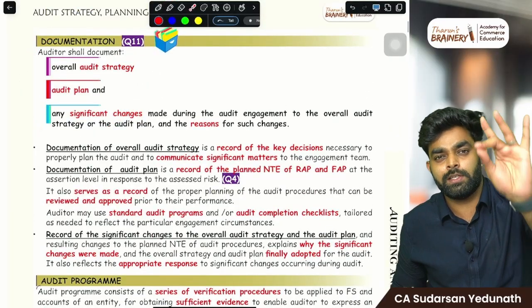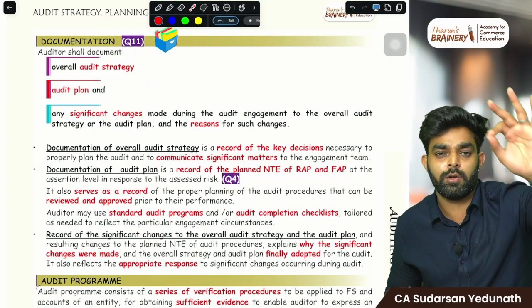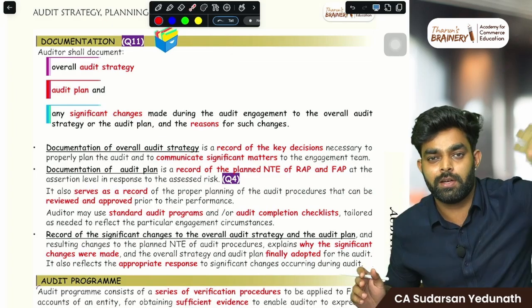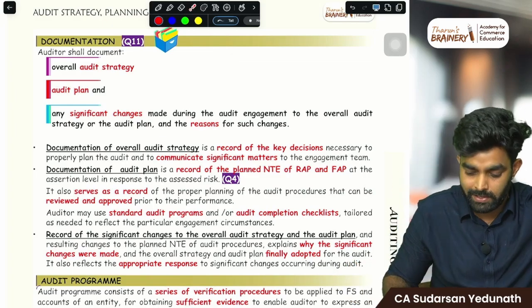Documentation: the audit strategy, audit plan and changes you make to the audit strategy and audit plan, you need to document. You need to put it on a piece of paper, staple it and put it in the document file. Now it is electronic format, but I'm just saying.